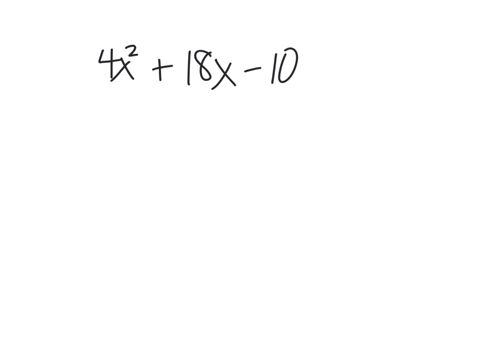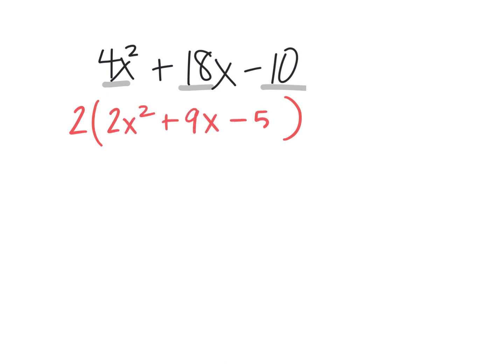All right, so this next one is a little bit special. Before you try to factor a trinomial, the first thing you should do before you do anything is to see, is there something I can divide out of all of those 3 numbers? I see 2 goes into all of these, so I'm going to rewrite this with the distributive property as 2 times 2x squared plus 9x minus 5.